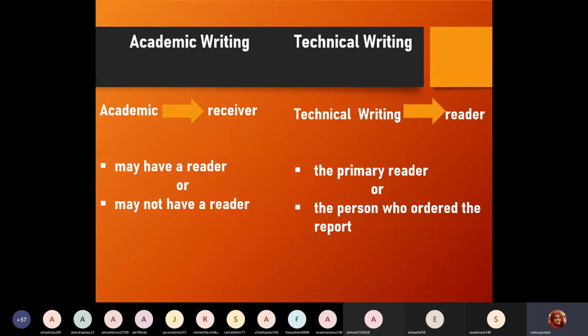it's going to be a compulsive action that he's going to read the document. So the first main difference between academic writing and technical writing is that academic writing does not always have a reader, but technical writing always has a reader. And the reader is pre-decided. So it helps you to design the document according to the choice, need, and demand of the client.